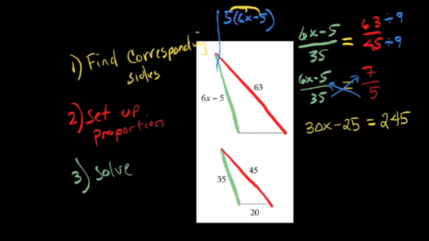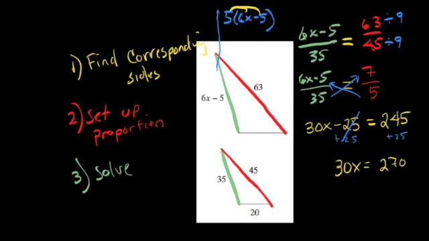So now we just got to solve for x, right? Now this is just a basic algebra problem. So I'm going to add 25 to both sides. Negative 25, positive 25 cancels out. We're left with 30x equals 245 plus 25, which is 270. And then 270, right? Did I do that right?